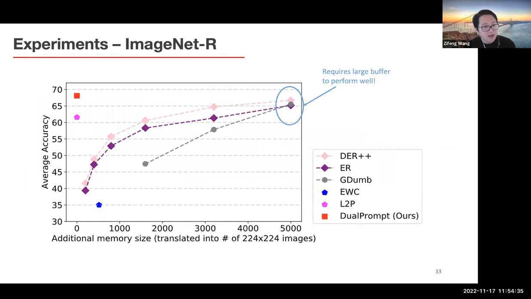Here's an experiment conducted on ImageNet R, comparing our dual prompt, the red square, with a series of rehearsal based methods. On the x-axis is the additional memory size. In order to conduct a fair comparison, we translate all the additional memory size into the number of 224 times 224 images, which is more convenient to compare with replay based methods. We can see here, all the replay or rehearsal based methods need a relatively large buffer size to perform at a similar level to our dual prompt. And when the buffer is very tiny, their performance drops hugely.